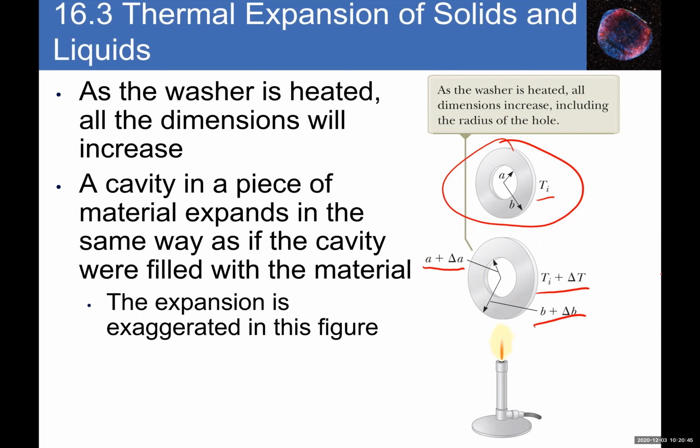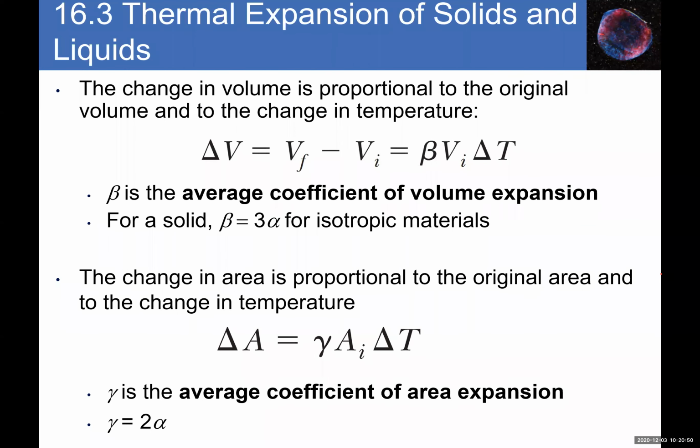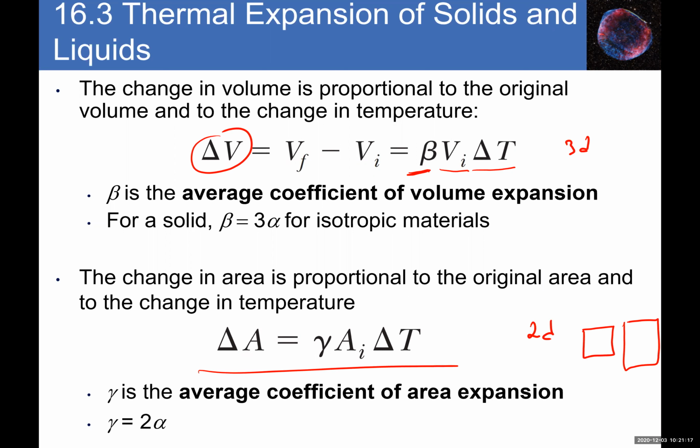So you can also look at it in terms of this. There are two more types of expansion. One is the volume expansion, delta V, which equals the initial volume times the change in temperature, times the coefficient of volume expansion. And then you can also have an average coefficient of area expansion when the area changes. So think of it like this: this is three-dimensional, this is two-dimensional, so you have something like this and it just expands.